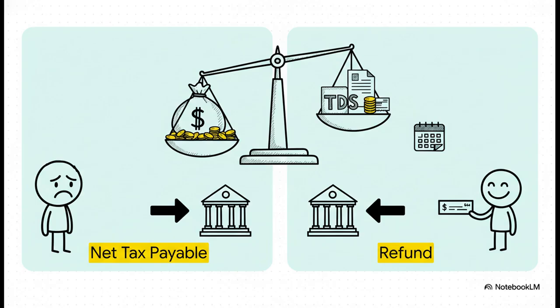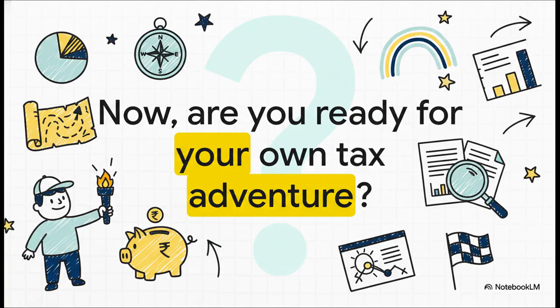But if that number is negative, congratulations! It means you've actually paid more tax than you needed to, and you are getting a refund. That means the government owes you money, which is always a very happy ending. And there you have it, the entire epic journey, from the first step of gathering your income all the way to finding your final tax liability.